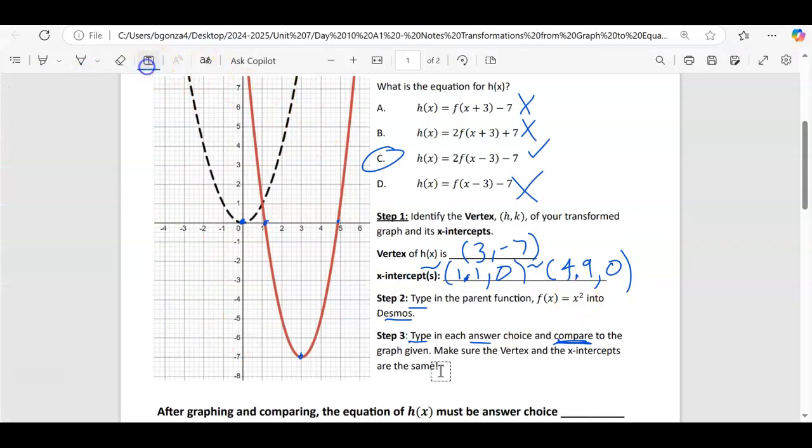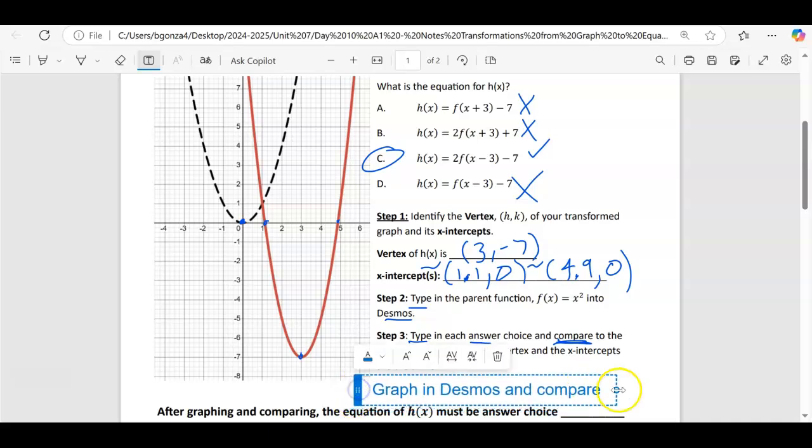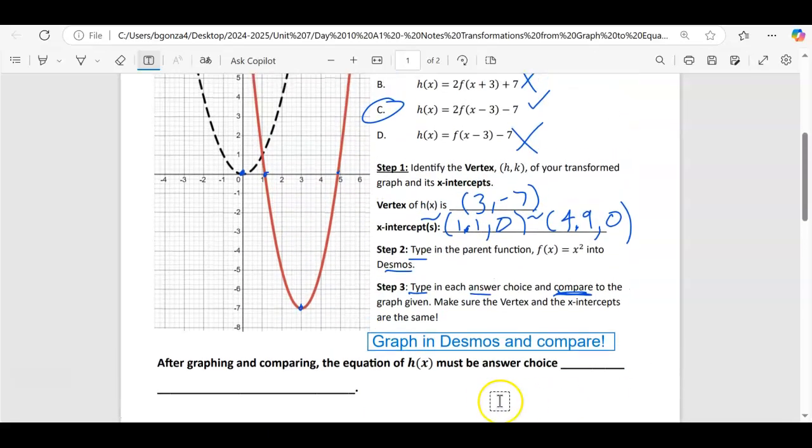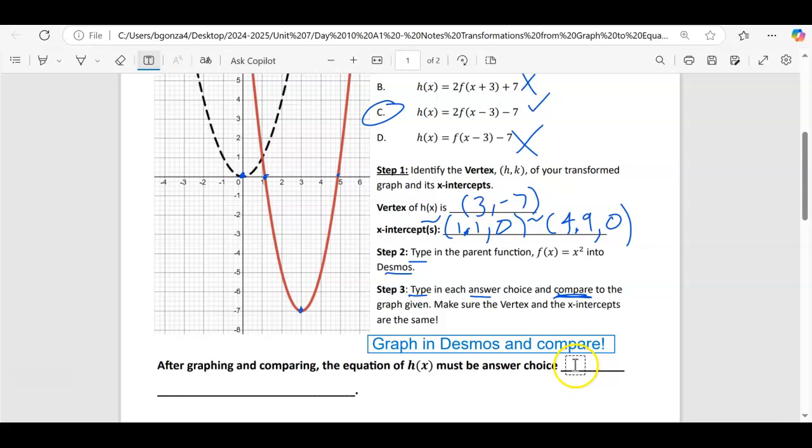Okay, so what do you do? You graph in Desmos and compare. That is our big takeaway with these types of problems. You graph in Desmos and compare. Cool. So after graphing and comparing, the equation of h of x must be answer choice C. Okay, which is h of x equals 2f of x minus 3 minus 7.